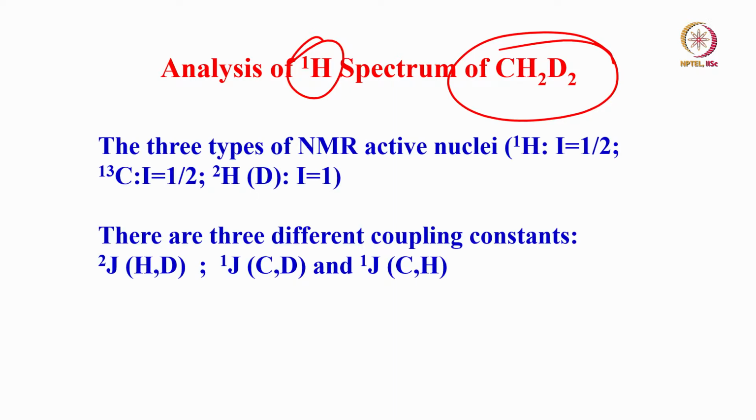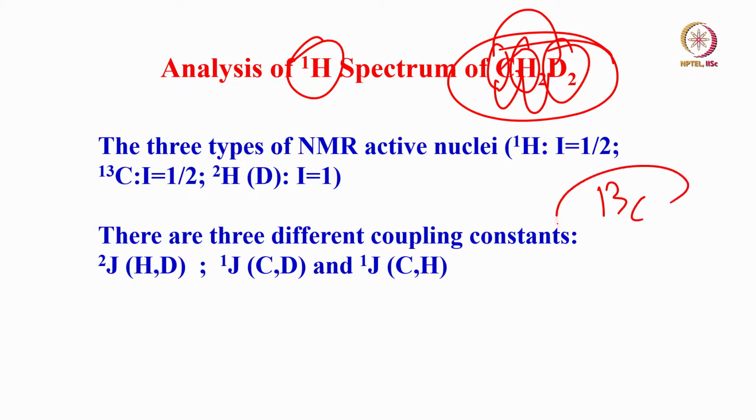There are 3 types of NMR active nuclei present in this molecule. One is carbon 13, which is spin half, proton spin half, and deuterium spin 1. There are 3 nuclei. When there are 3 nuclei, you can think of 3 different types of coupling. There can be a coupling between C and H, there can be a coupling between H and D, and there can be a coupling between C and D also. That is also possible. So all the 3 types of couplings you can think of. But I will give you a condition. Carbon 13 is in natural abundance.